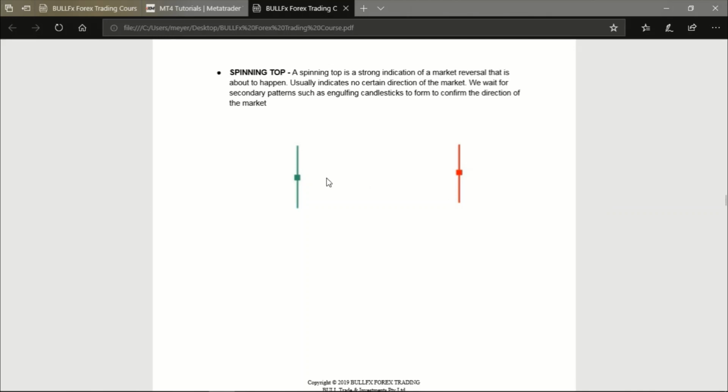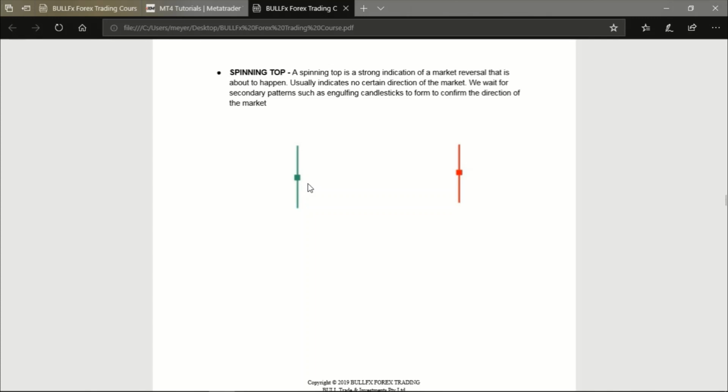So as you can see, a spinning top has an equal size wick to the upside and to the downside, with a small body in the middle. So this is a candlestick that shows a bit more direction than the doji. The only difference is that there is a slight difference between the open and the close price.